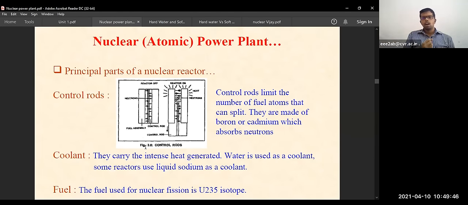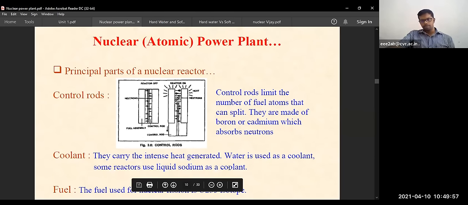The coolant will carry the heat to the boiler. So this carries the intense heat generated. Water is used as a coolant. Some reactors use liquid sodium as a coolant.